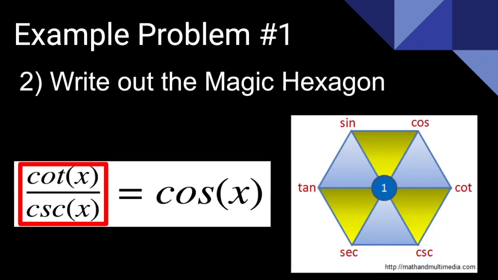That's all you have to do. You would get out a piece of paper and write out your magic hexagon right next to it. That's it. There's no tricks to this part yet. Now we get to step 3, where it gets a little bit more complicated.